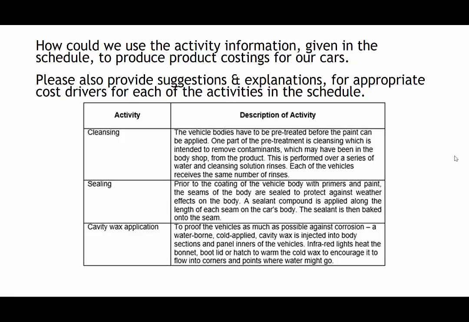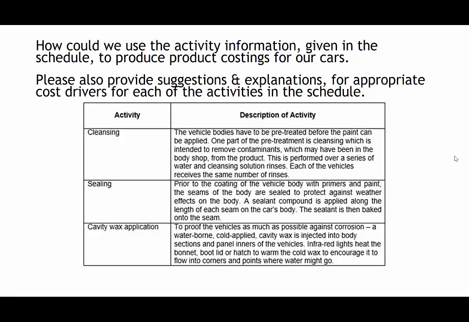schedule that was specified within the task, and it shows that there are 3 activities that we're looking at: cleansing, sealing and cavity wax application, with a description of the activity of each. Cleansing: vehicle bodies have to be pre-treated before the paint can be applied. One part of the pre-treatment is cleansing, which is intended to remove contaminants which may have been in the body shop from the product. This is performed over a series of water and cleansing solution rinses. Each of the vehicles receives the same number of rinses.